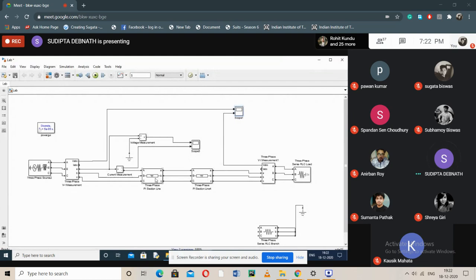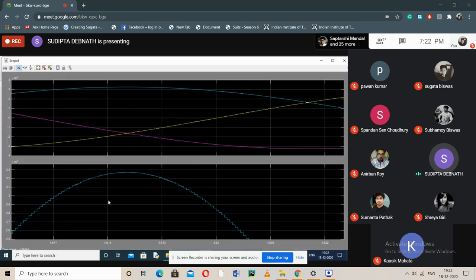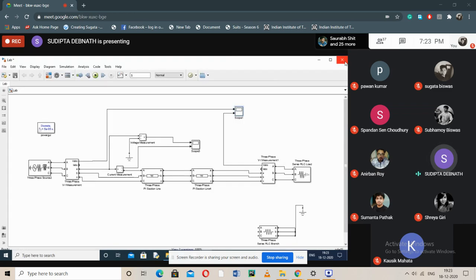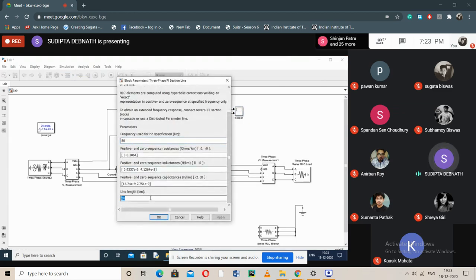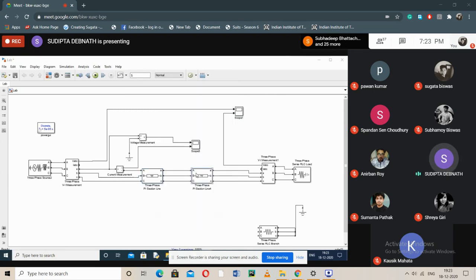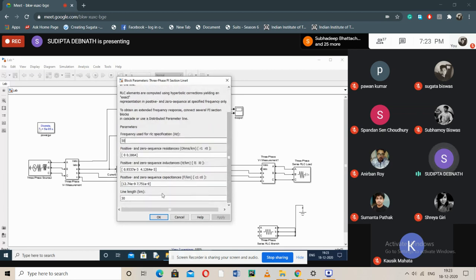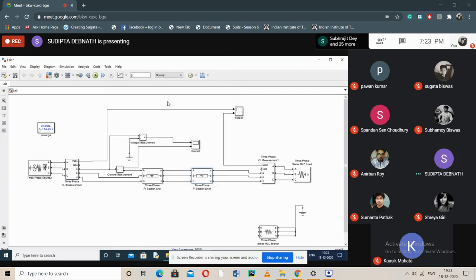Again, I am repeating this. For the 20 plus 30, 50 kilometer line under the no load condition, we find the voltage to be almost equal to 326 kV. But the same thing, when we increase the length of the line from 50 to 400 kilometers, see the rise in voltage.